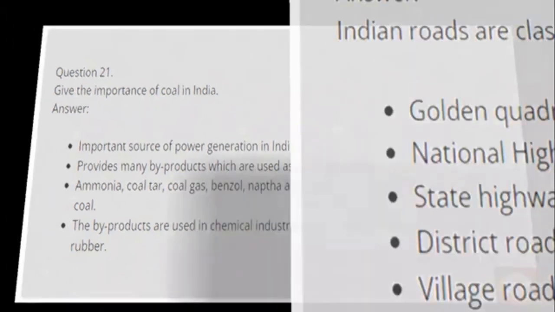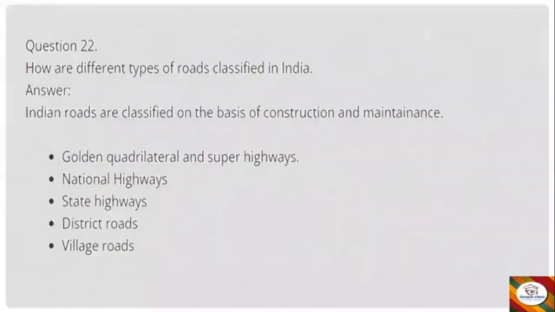Okay, next, question 22. How are different types of roads classified in India? Answer. Indian roads are classified on the basis of construction and maintenance: Golden Quadrilateral and superhighways, national highways, state highways, district roads, and village roads. Okay, so this is how the roads are classified in India.